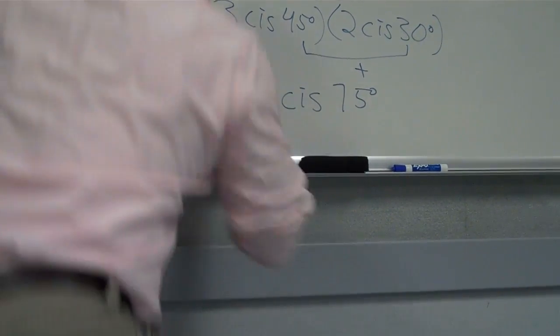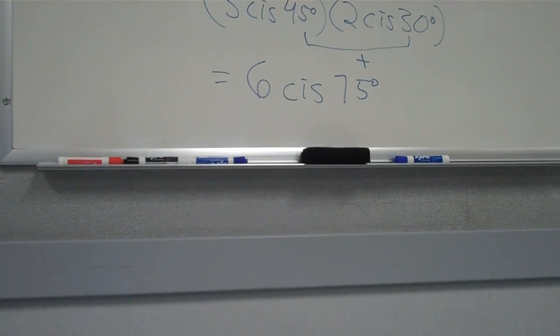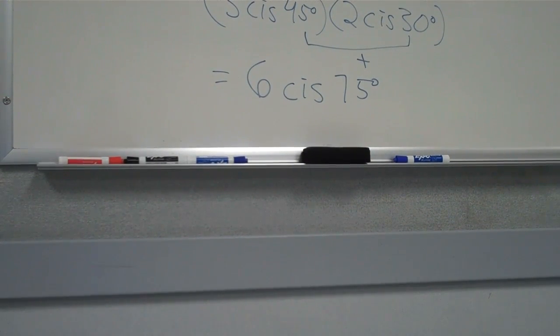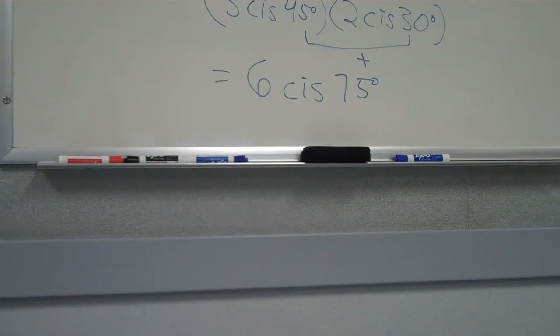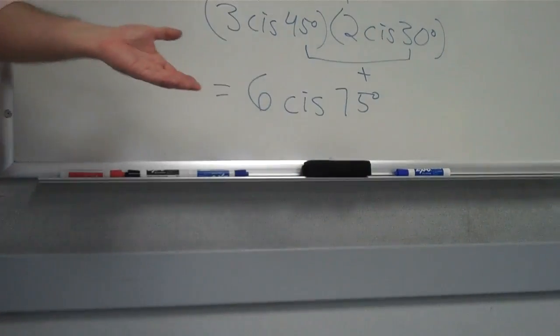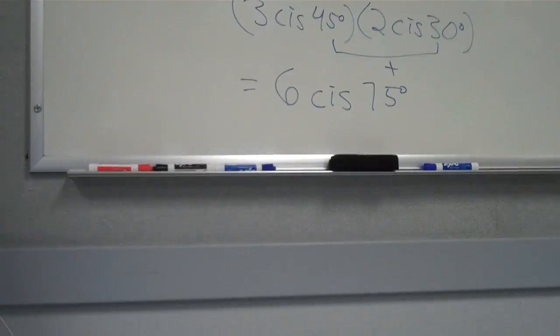Whoa. So for multiplication, which is easier? Polar or rectangular? Polar, I think, is much easier. Multiply two numbers, add two angles, boom, you've got an answer. But rectangular isn't bad either, though. No, that's not bad. As long as you remember how to FOIL, you're in good shape. Where this really gets annoying is division, though.